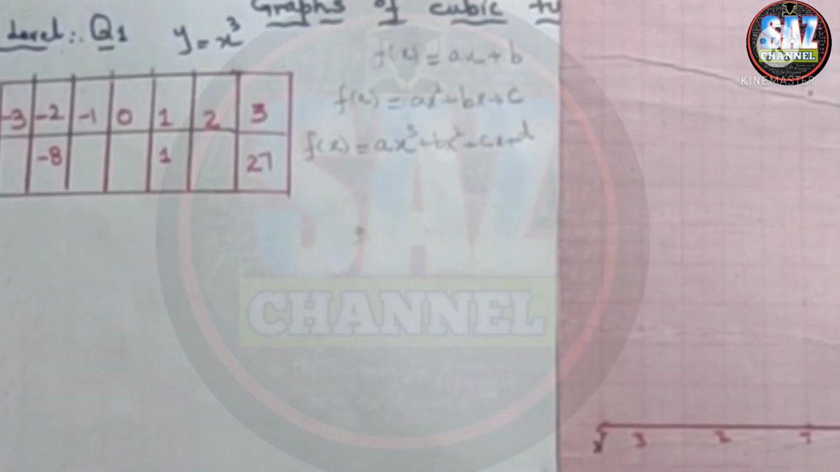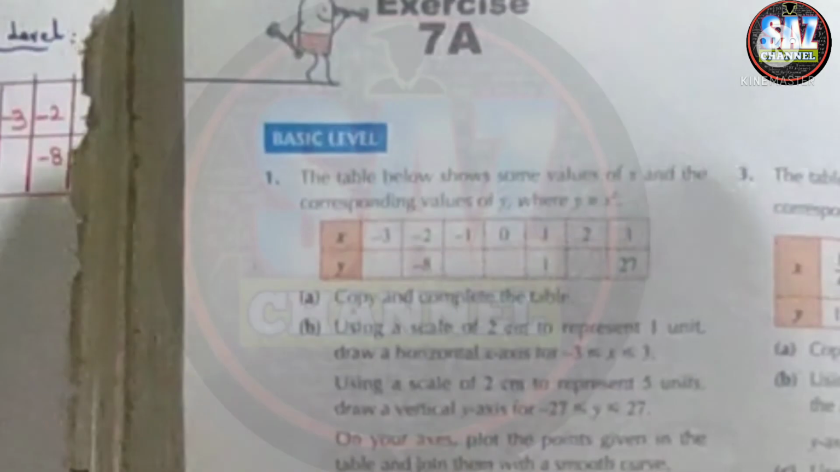As the questions are long, I will be reading the question from the book. Okay, question 1 says, the table below shows some values of x and the corresponding values of y, where the function given in the question is y equals x cube. Values of x are given from -3 to +3, and certain values of y are already given, and some values of y are missing.